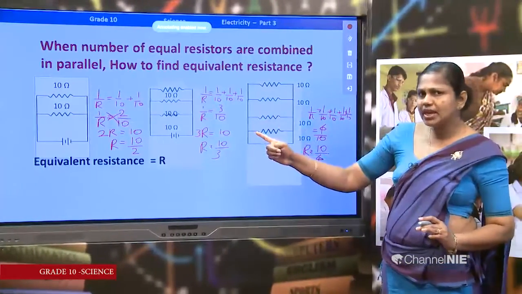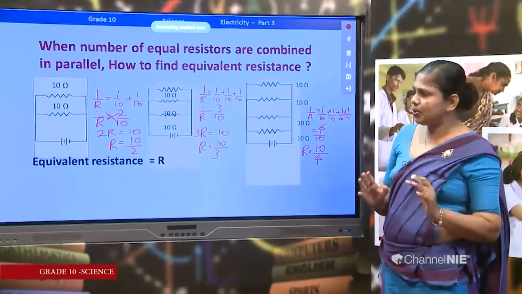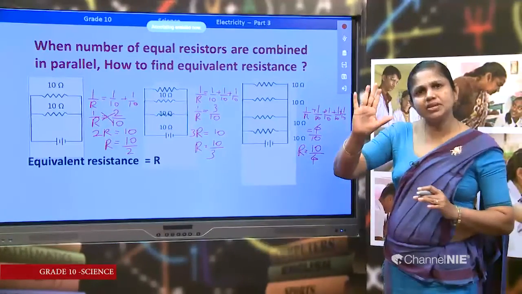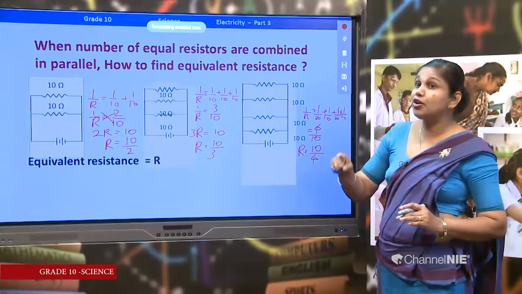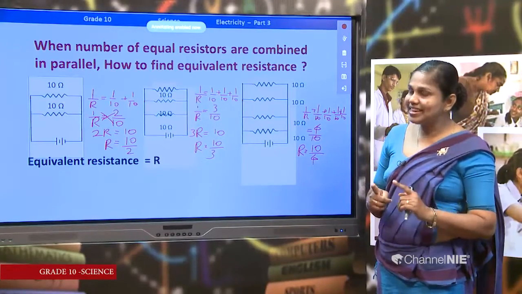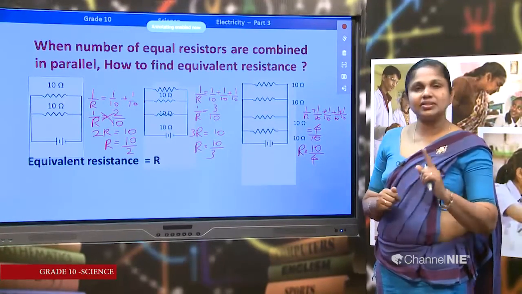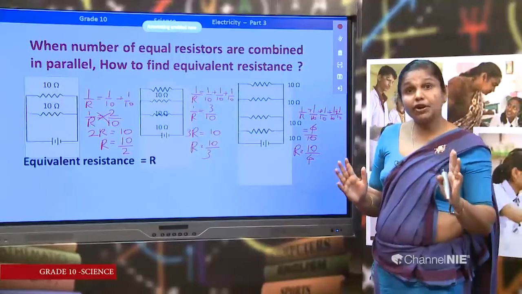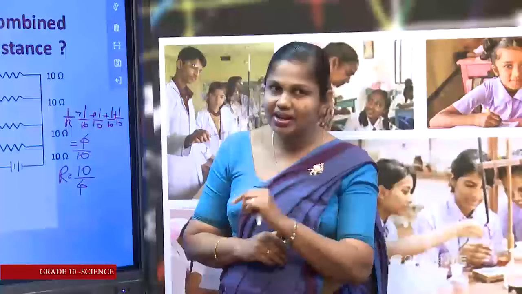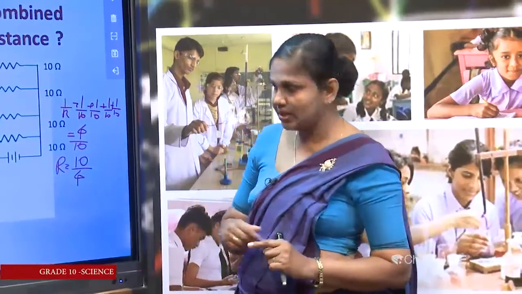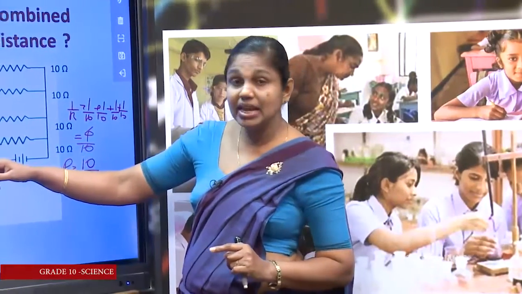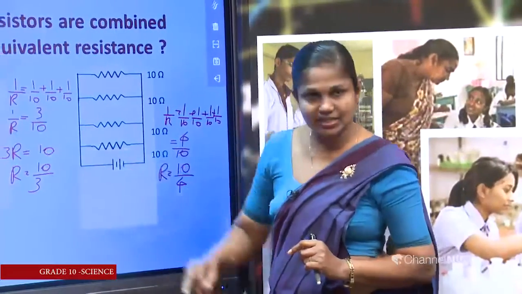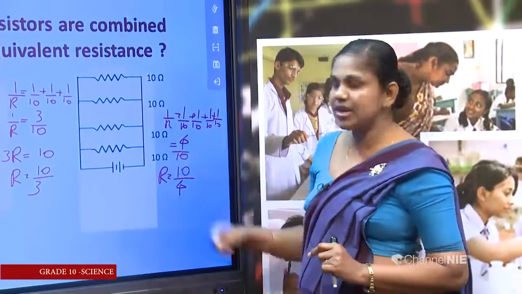See, in the first case, R equals 10 over 2, then 10 over 3, then 10 over 4. If we have 5 such resistors, then R equals 10 over 5. There's a pattern here, children. When a number of equal resistors are connected in parallel, 10 is the value of one resistor here. Here 3 is the number of resistors. Here 4 is the number of resistors.